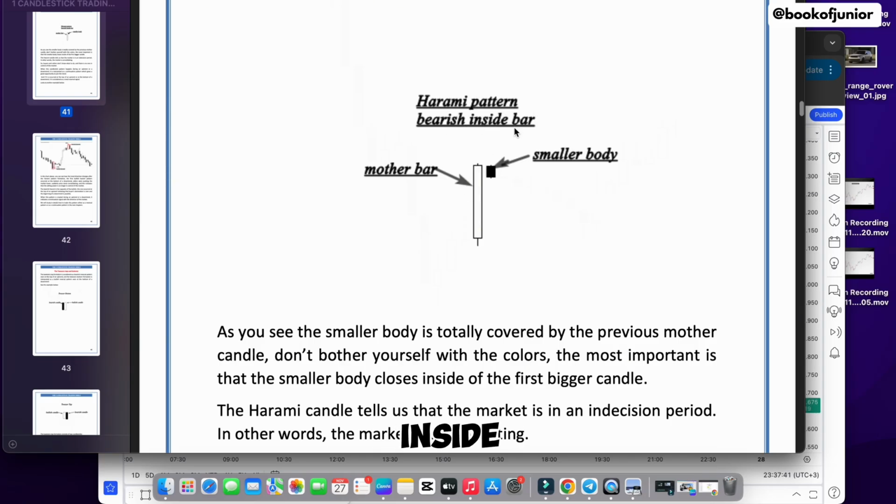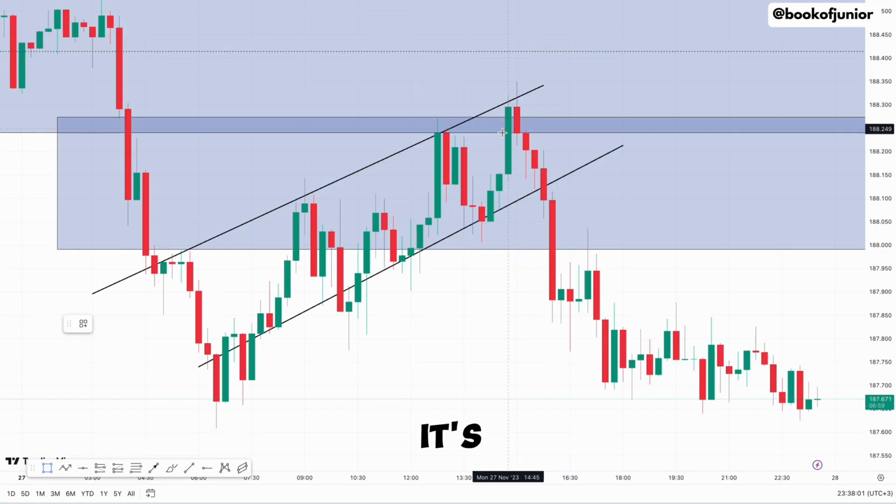This is a bearish inside bar, or you can call it that. We need to have a big mother bar, and then you have to have a small red candle. It's the same thing we have here. You see these two candles? You see, traders? So we have a confirmation right there to take our trade.